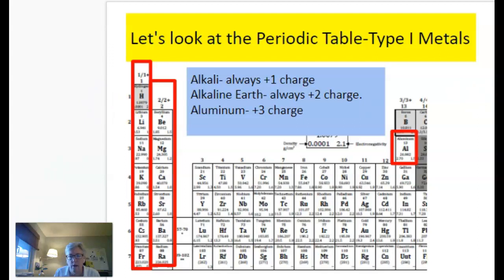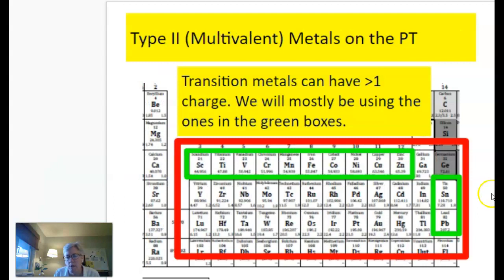These type 2 metals are these transition metals. I put a big red box here around the transition metal part of the periodic table. The ones in green are the most commonly used ones, and we'll use those the most. And then there's tin and lead over here. Tin is Sn, and then lead. So these green ones we'll use a lot.